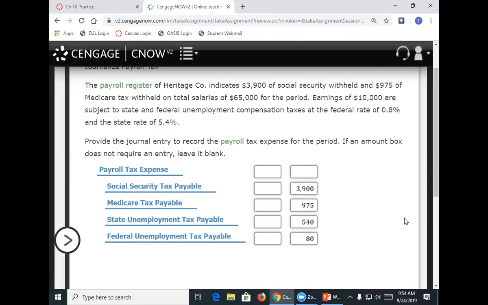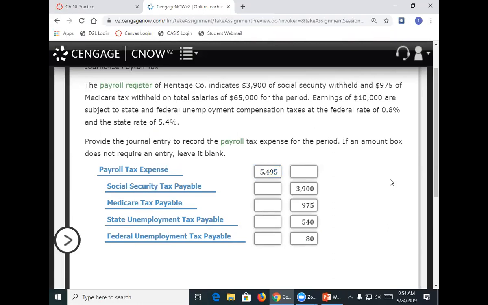So our total payroll tax expense, we would add those 4 up. So what's our debit to payroll tax expense? Very good, $5,495. $5,495. Okay.